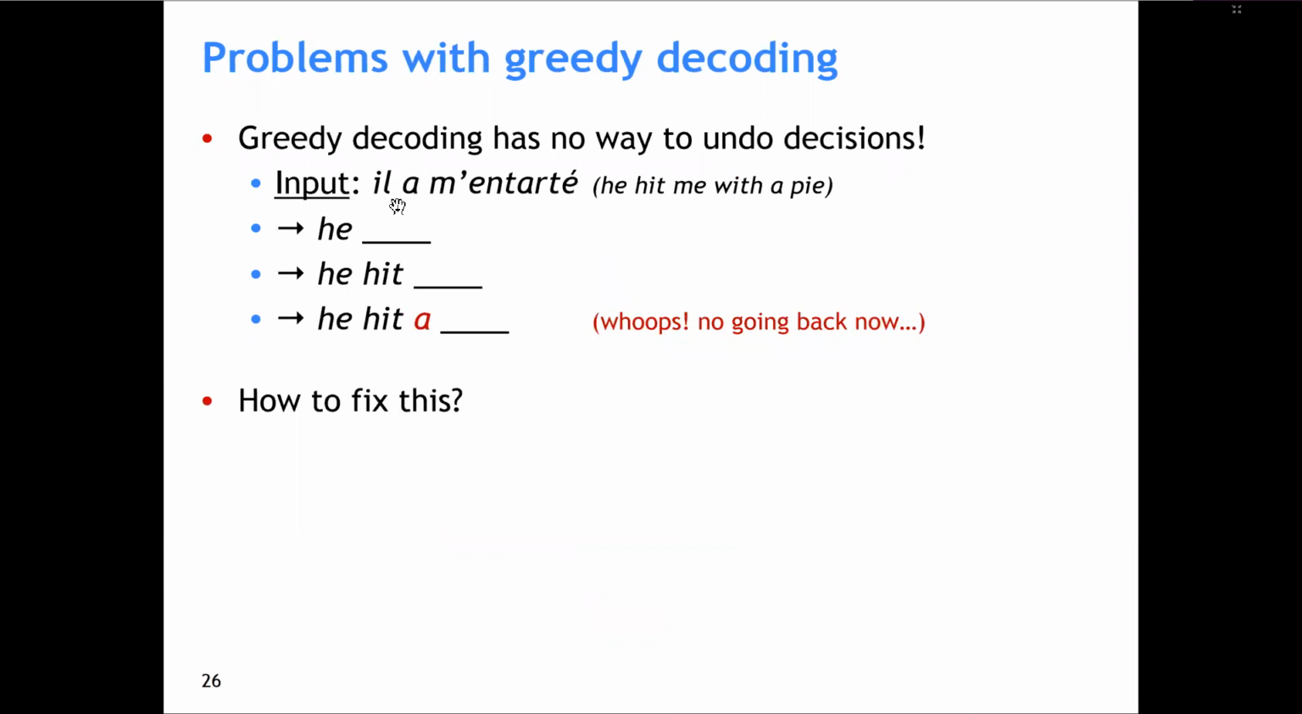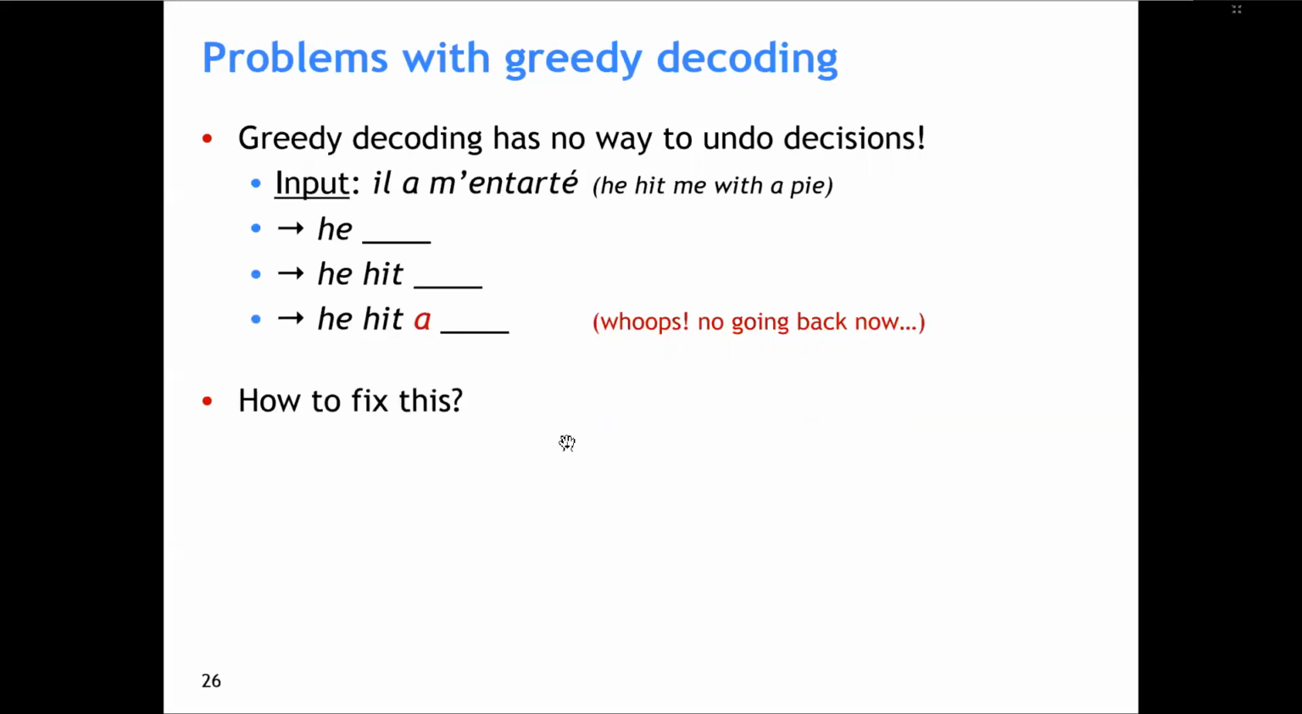Take the example "hit me with a pie." Well, it could be that the model chooses a third-ranked word instead of "me," and the "me" may come second. But you always select the highest probability word and then you cannot go back, because it also serves as input in the next step, and so you cannot find the best sequence.